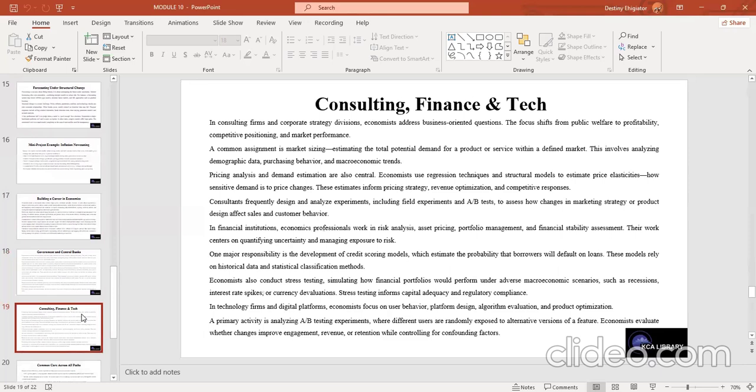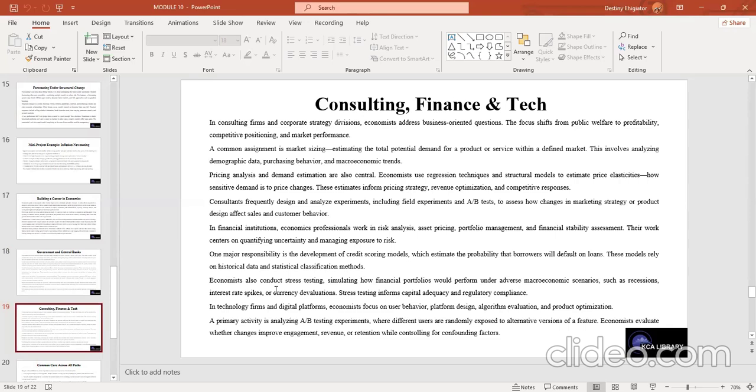Now let's check, what about consulting, finance and tech? In consulting, the focus shifts from public welfare to profitability, competitive positioning, and market performance. A common assignment here is market sizing, estimating the total potential demand for a product or service within a market. They also carry out pricing analysis and demand estimation. For financial institutions, economic professionals work in risk analysis, asset pricing, portfolio management, and financial stability assessment. They also develop credit scoring models.